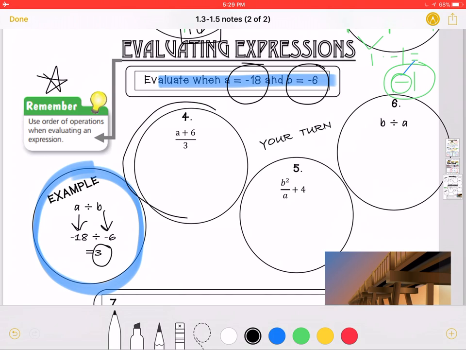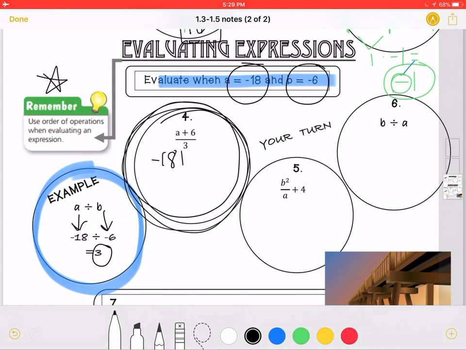So let's look at our next example here. A, we are told, is negative 18, so let's plug that in, and then keep the rest. Now I have addition happening in my numerator, and then I have division. Remember, think of PEMDAS here, but really I do have to get rid of this first up top.